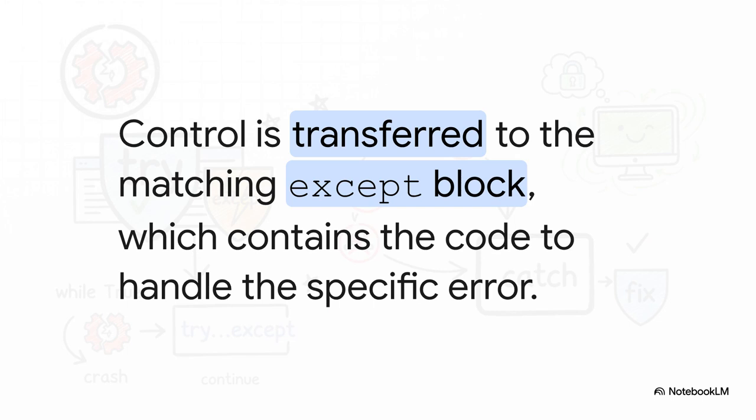But here's the magic. Instead of crashing the whole program, Python looks for a safety net. It finds our except zero division error block, and control immediately jumps over to it. The code inside that except block runs, the helpful message gets printed, and the crash is completely avoided. It's a really powerful way to turn a total failure into a controlled, predictable response.